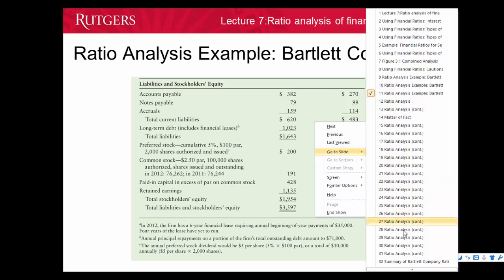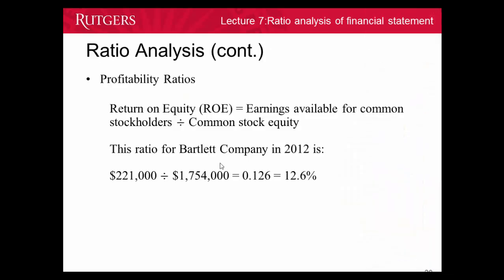Now let's go back. We use the earnings available for common stockholders and divide this by the common stock equity we just calculated, and we have a return on equity ratio of 12.6%.